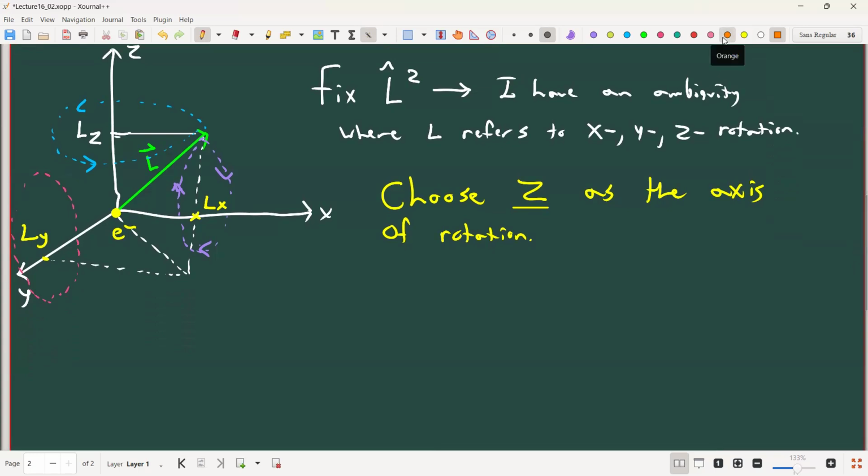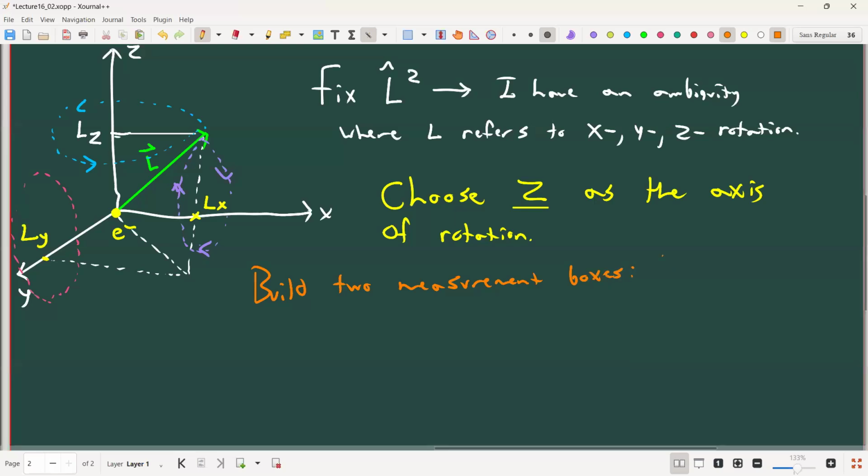All right, so I'm going to build two quantum boxes, two measurement boxes. I'm going to build one for L squared, because I know I get that one for free. That's one I get from the energy. That's how I define my wave functions. And then I'm going to build one for the angular momentum along the z-axis, the z component.